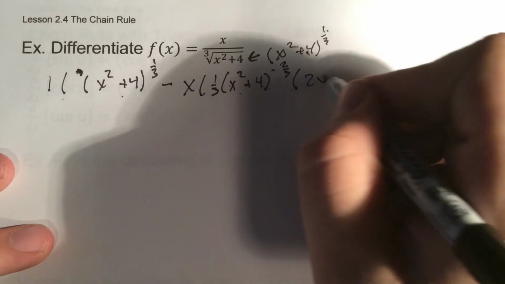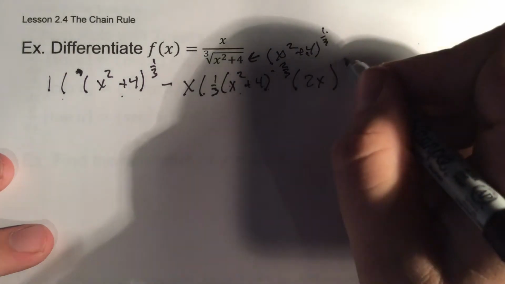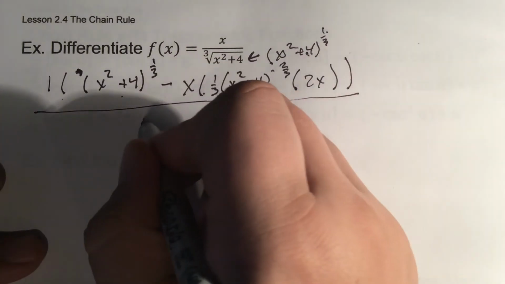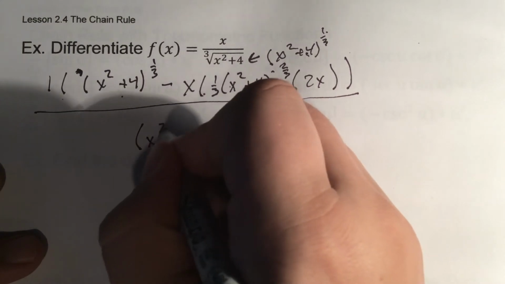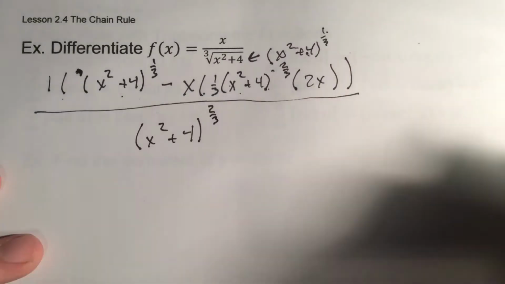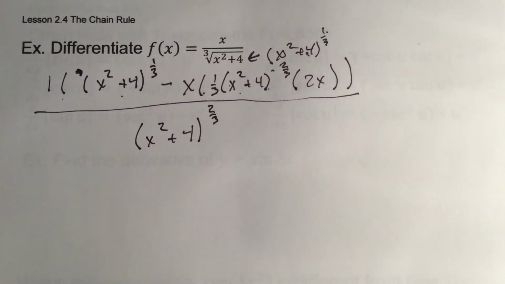X squared would go to 2x, 4 would go to 0. Whole thing is over the bottom squared. So x squared plus 4 squared. Squared in 1/3 would make it 2/3. So, are we having fun yet?